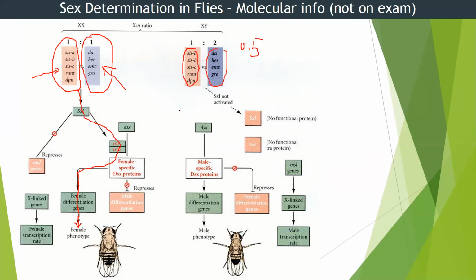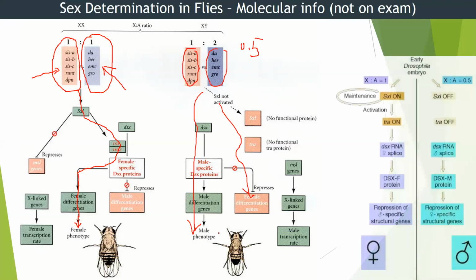So this pathway will be blocked. Only this pathway will be open, and this will lead to the male phenotypes. So this is the mechanism behind it. All right.